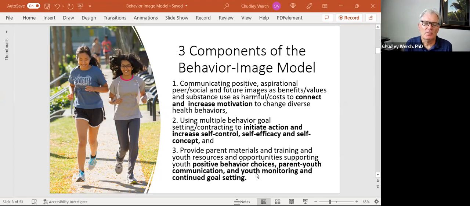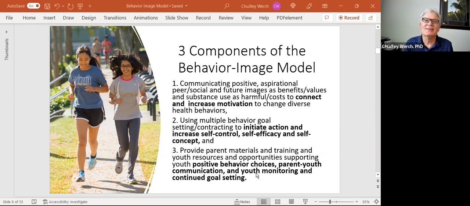Now, the third component of BIM, the behavior image model, is more recent, or we've developed it more recently. And that is, you want to then support your participating youth, young adults, or adults, in fact. And you can do this in a number of ways. If they're youth, you can provide parent materials and training. You can provide resources and opportunities, anything that would support the positive behavior choices that were made by your participating youth, parent-youth communication to support those changes, and youth monitoring and continued behavioral goal setting over time.